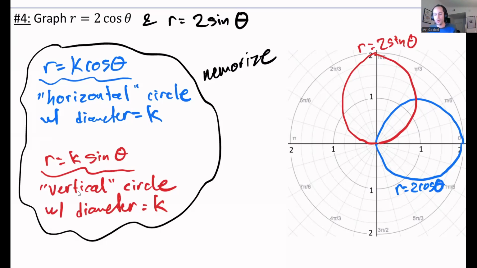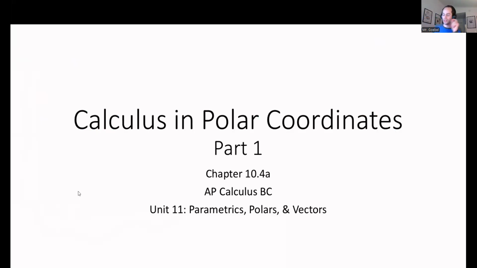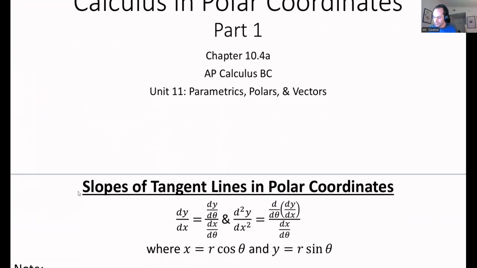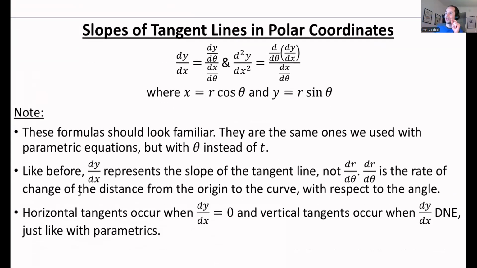With that in mind, we actually are going to do a little bit more here. This was 10.3. We're also going to look at 10.4a, which is the actual calculus of polar coordinates. Luckily for us, it's pretty short. It's just 2 questions. So go ahead, turn the page. We are mostly focusing on tangent lines.